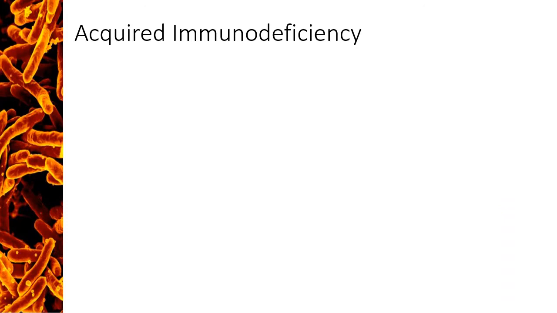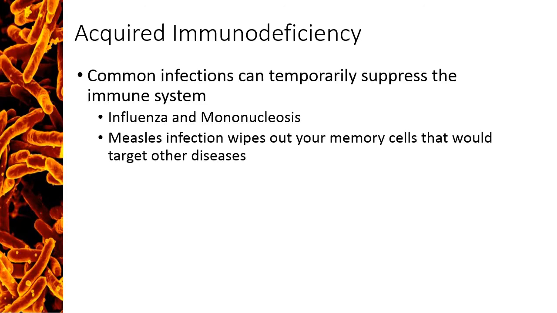Your primary immunodeficiencies are something you're born with. This is different than an acquired immunodeficiency, which is something that you acquire at some point during your life. This can happen in a couple of ways. One is that common infections can actually temporarily suppress the immune system. So these are acquired immunodeficiencies that are short-term. It's not something permanent that you have, but for a certain period of time, you're more susceptible to disease because your immune system is temporarily weaker.